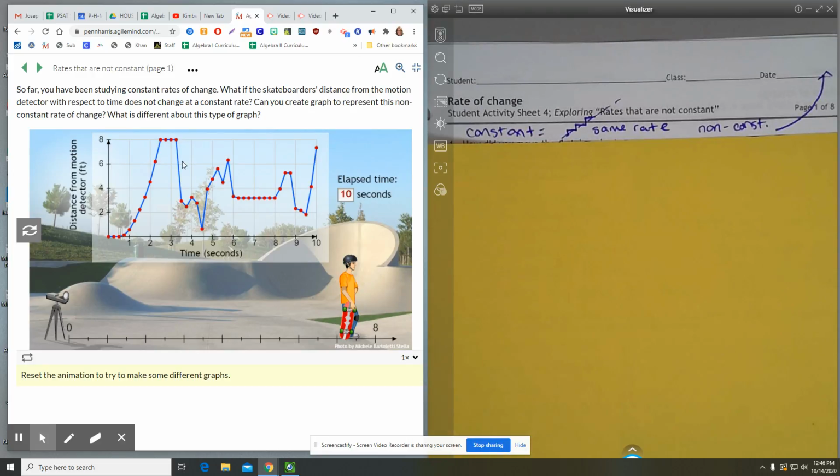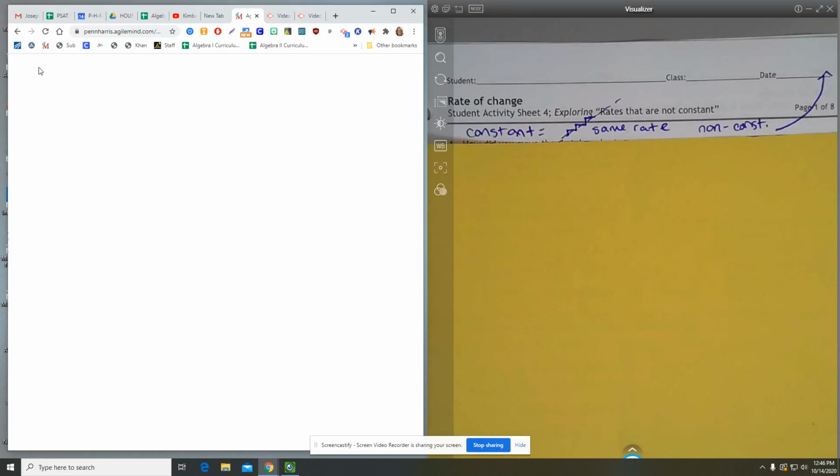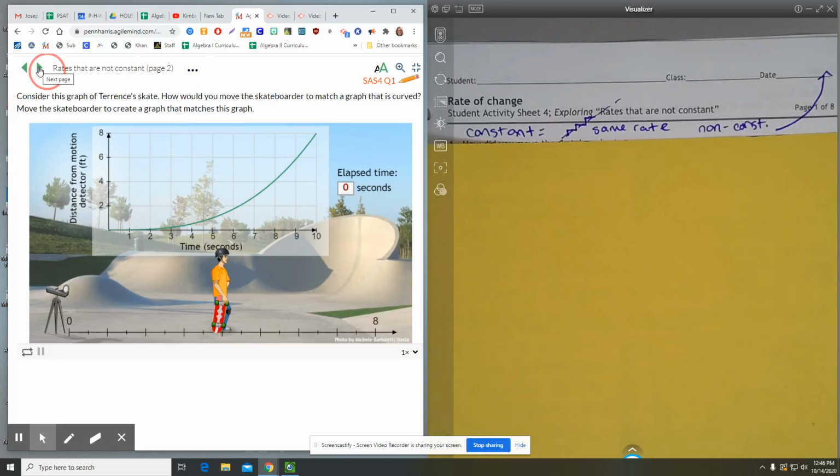If you look, there's parts where I see straight lines. That is constant movement, a straight line, constant movement. But I get these curves here. And because this graph is not steady from one side all the way to the next, this is what we call non-constant. Okay, so I want to take a look at this first section here.